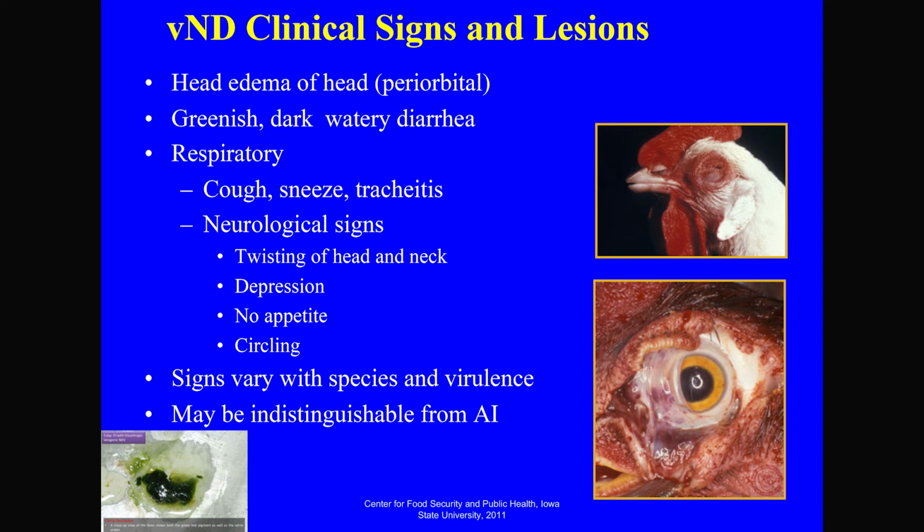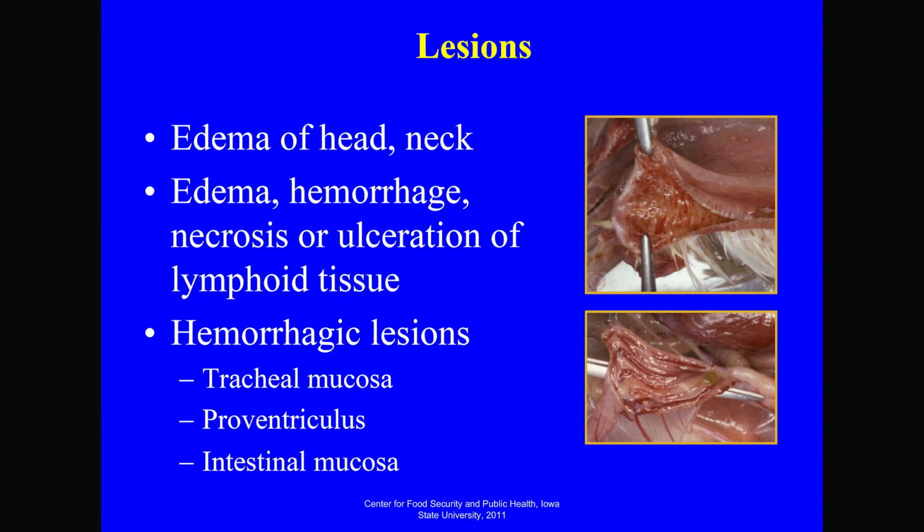Here you can see we've got some hemorrhages in the conjunctiva. In this slide here, we've got swelling around the eye itself, and here is that watery diarrhea. Other lesions. Edema of the head and neck. Edema, hemorrhage, necrosis or ulceration of lymphoid tissue.